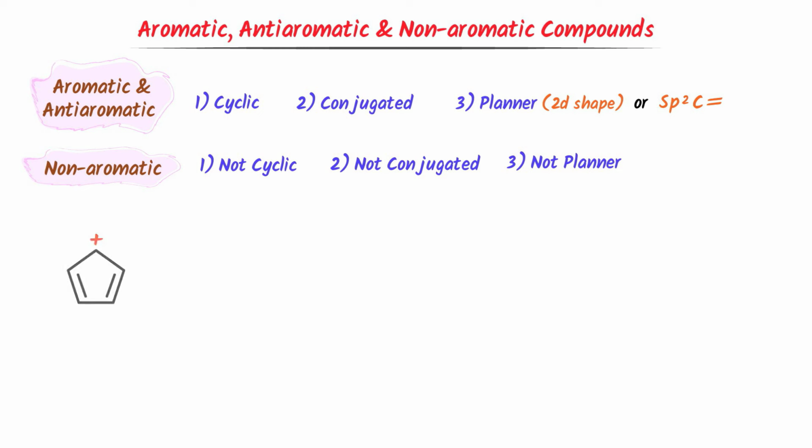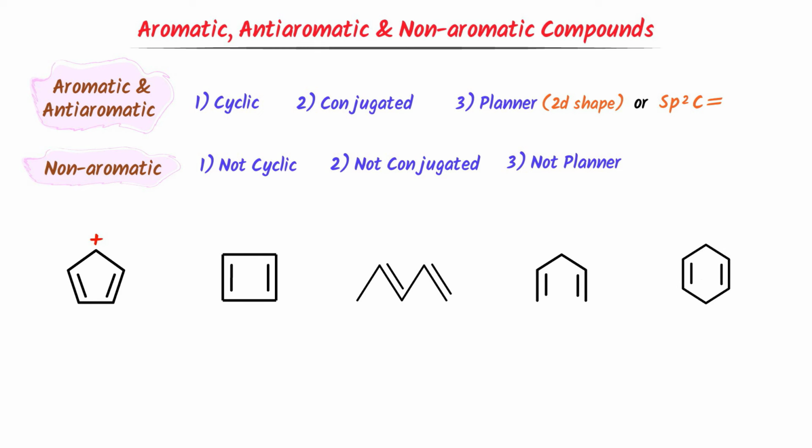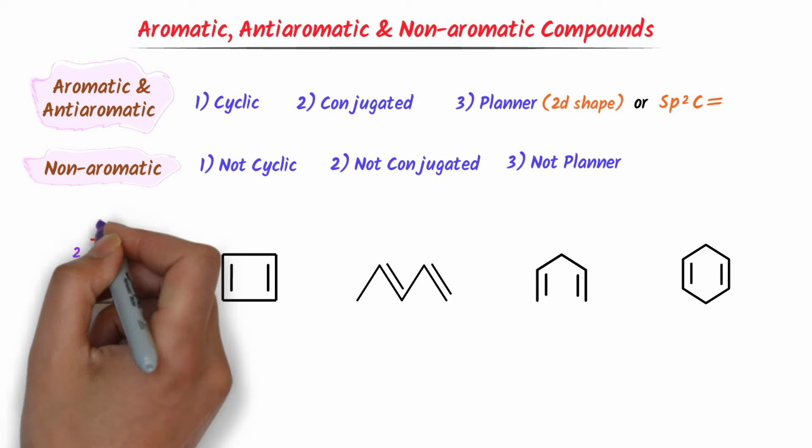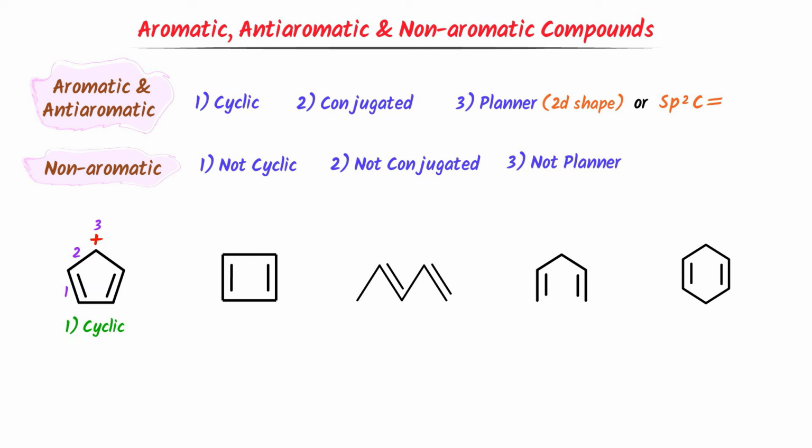For example, consider these organic compounds. We can see that this organic compound is cyclic, so the first condition is fulfilled. Secondly, we can see that it contains double bond, single bond, and positive charge. So this organic compound is also conjugated. Thirdly, this is a planar organic compound. So all the three conditions are fulfilled. So this organic compound is either aromatic compound or anti-aromatic compound.